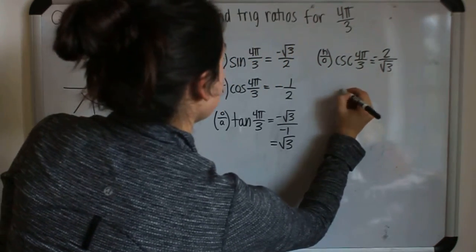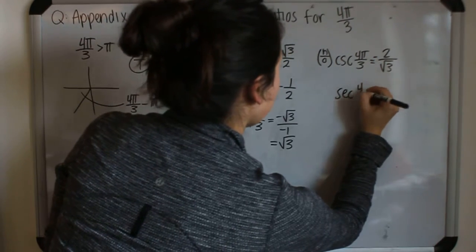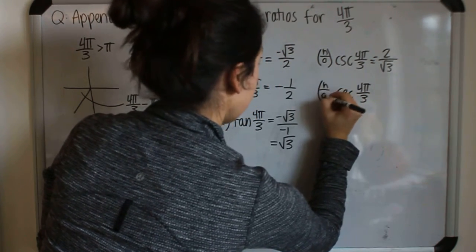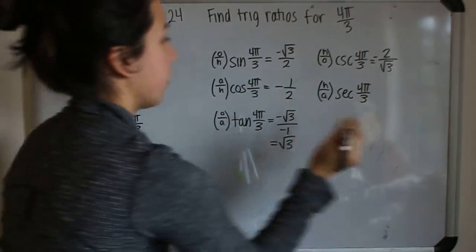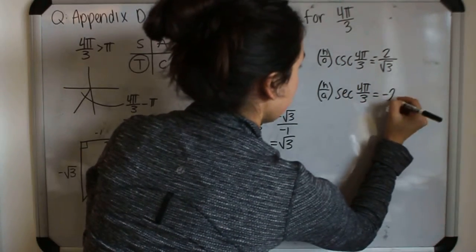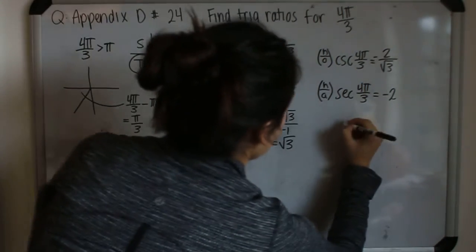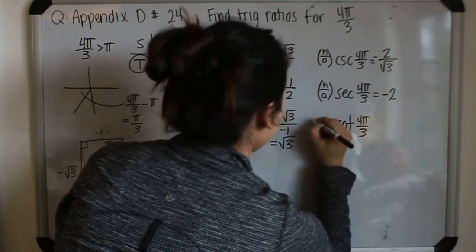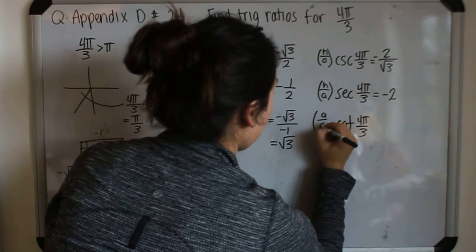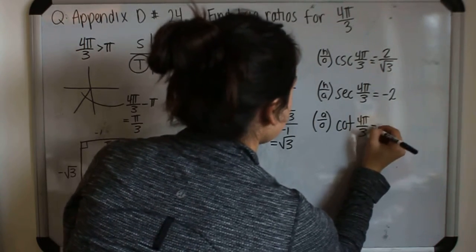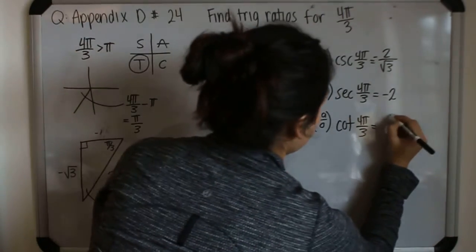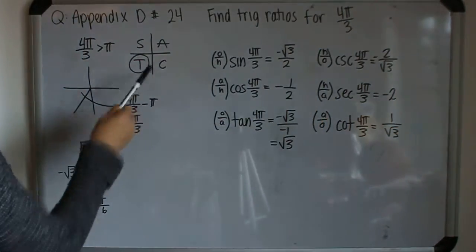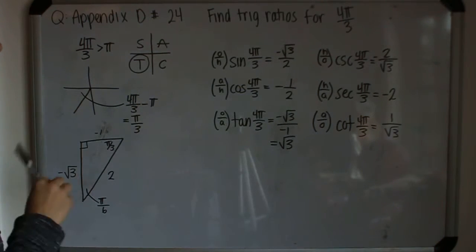And then we will go on to secant of 4 pi over 3 again, which is hypotenuse over adjacent, and just the reciprocal of this is -2. And then finally, on to cotan of 4 pi over 3. It's going to give us adjacent over opposite, and that is going to be 1 over √3.